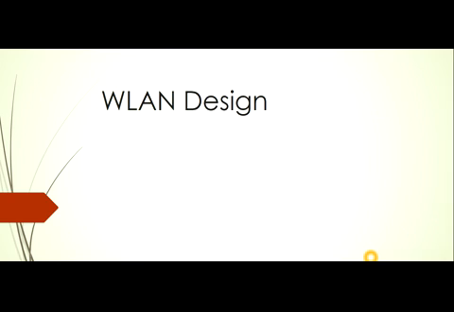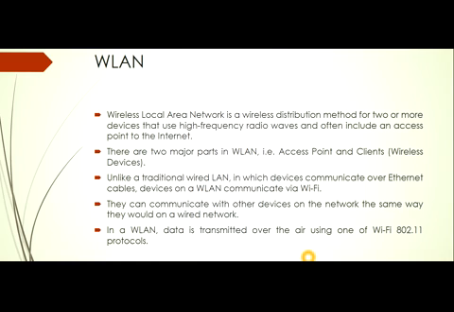So let's start. First I'm going to talk about wireless local area network. A wireless local area network is a wireless distribution method for two or more devices that use high frequency radio waves and often include an access point to the internet. There are two major parts in a WLAN, that is access point and clients.